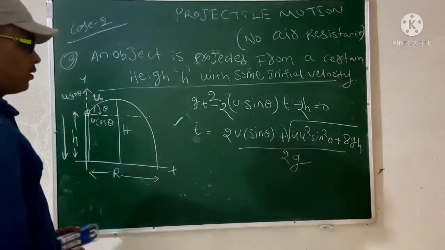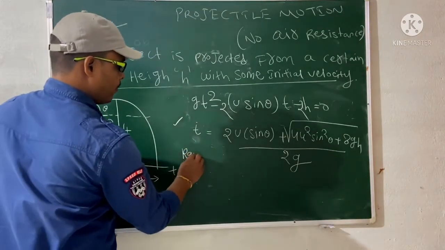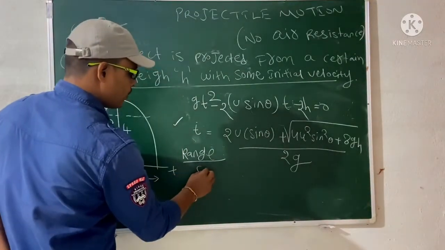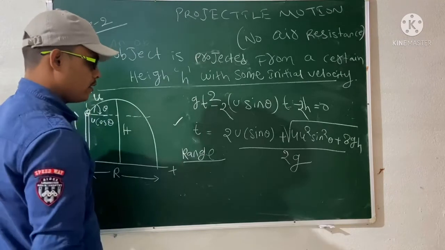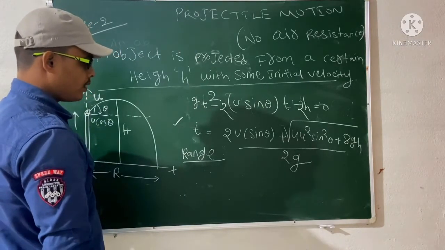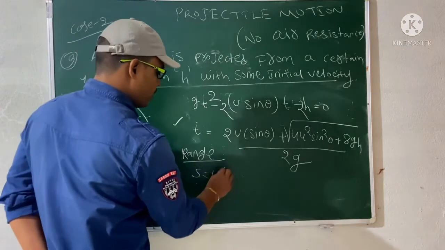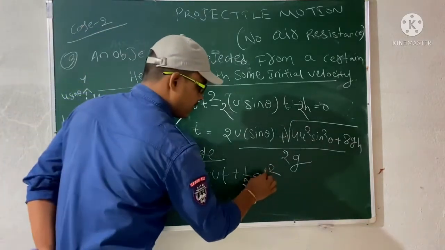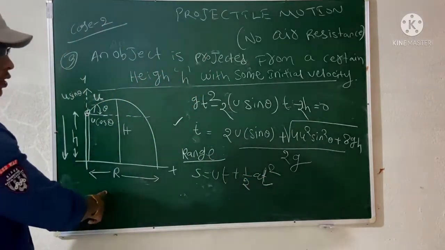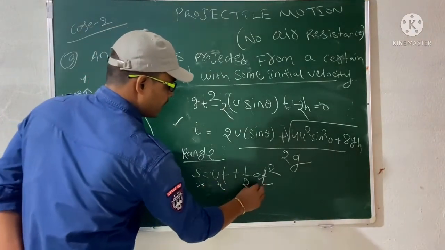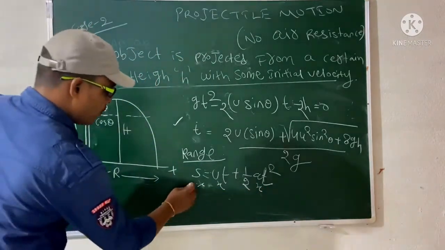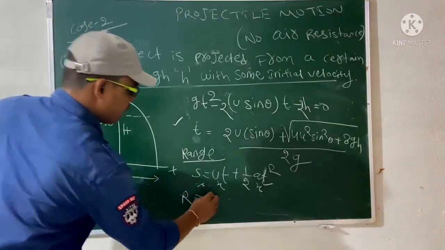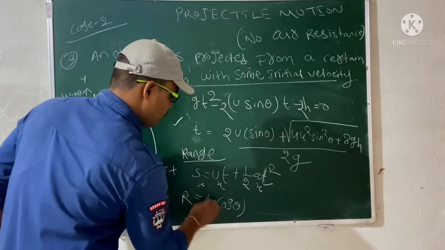Right? Then what will be the range? Again, look to the equation of motion, that is s equal to ut plus half at square, right? So to find out the range, that is the horizontal case, we have to take the x component. So what is the sx? What is the x component? This is the range. And what is ux? That is u cos theta into t.